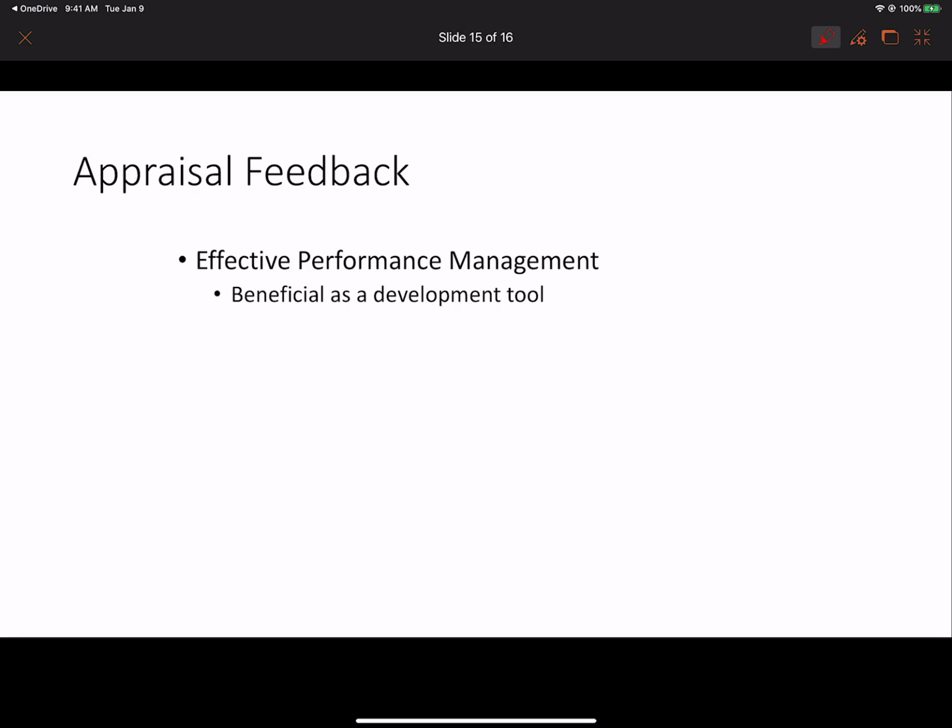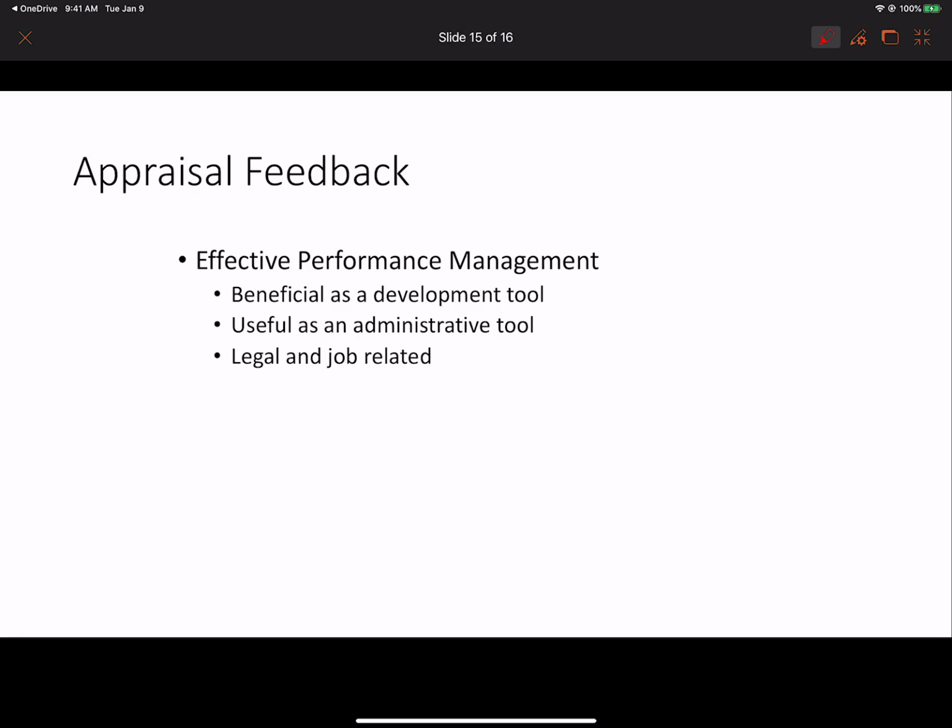Now, effective performance management. When we get to this point, we're looking at it as a developmental tool. Feedback, appraisals, evaluations, all of these things should be used to develop the individual and not just be used as a tool to critique them. It's useful as an administrative tool if you want to give promotions, if you need to demote them, if you need to fire them. That's also the reason why you need effective feedback and performance management.